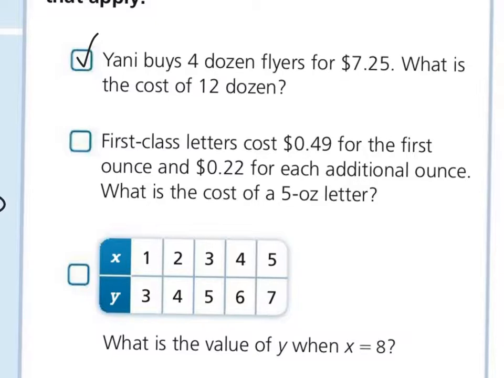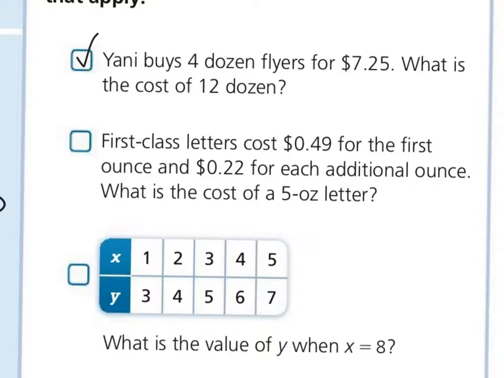There's no other information that they're giving us to believe that it's not just a set amount for every dozen flyers, like a discount for buying more flyers, bulk discount they call it sometimes. So we could use proportional reasoning, and basically we have 3 times as many flyers, we're going to assume it costs 3 times as much.